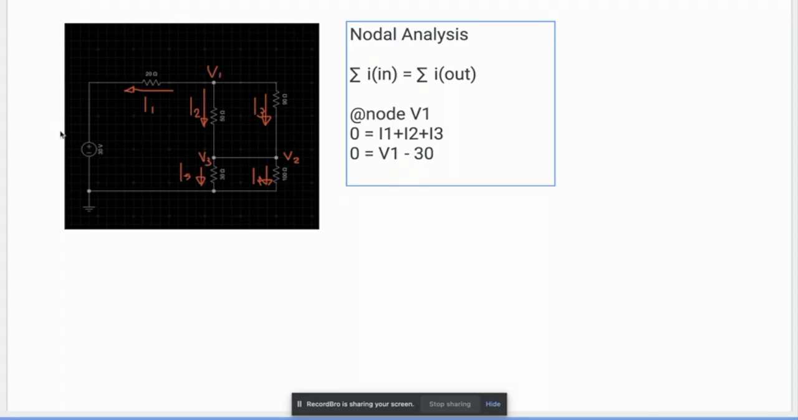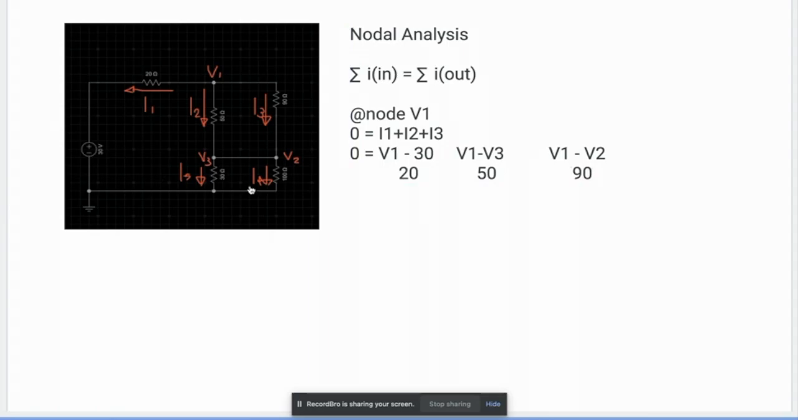Since R1 is 20, I will put it here that is 20. Then for the current 2, that will be V1, the initial, minus the final V3 divided by resistor 50 ohm. Then if that is current 3, that will also be V1 minus V2 divided by 90. So that will be the equation.